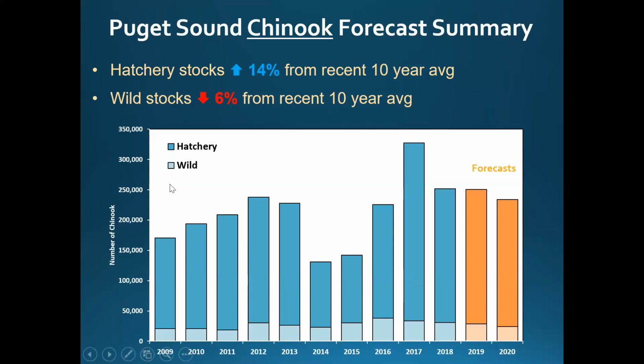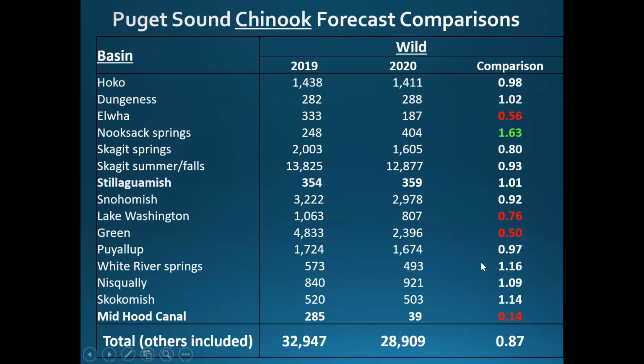So on the next slide, we see this is sort of broken down by basin. For wild forecasts of Chinook salmon, you'll see the 2019 column versus the 2020, or this year's, forecast, and then a comparison, a relative difference between this year and last year's forecasts. For wild Chinook, I'll point you to the Stillaguamish stock. Although the forecasted returns for this year are similar to last year, there's still continued low returns, and so that will be a constraining stock for fisheries this year.